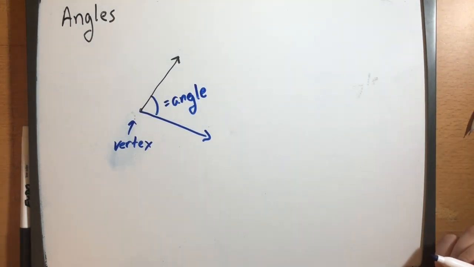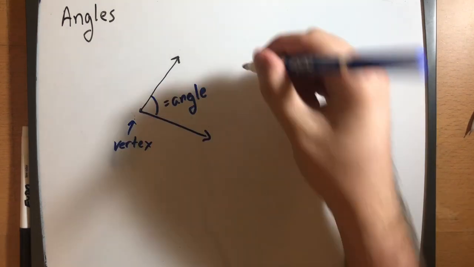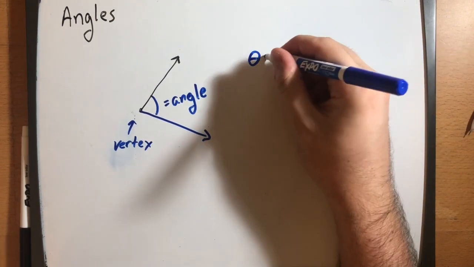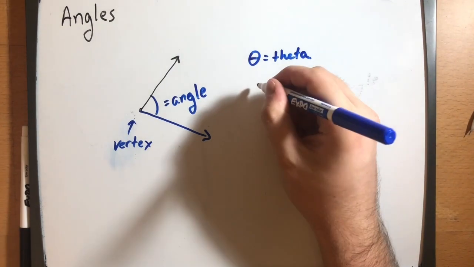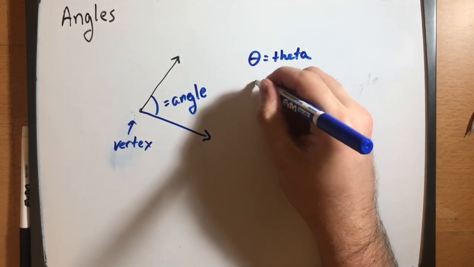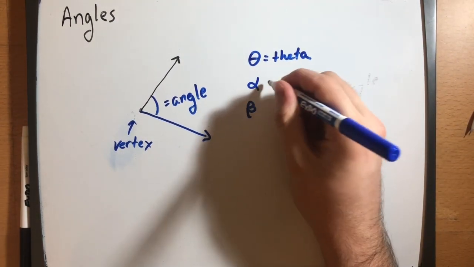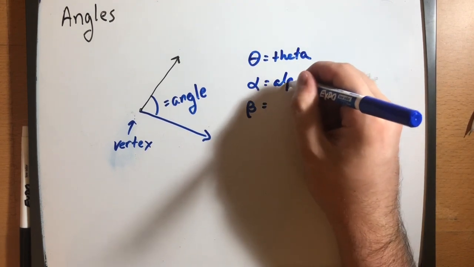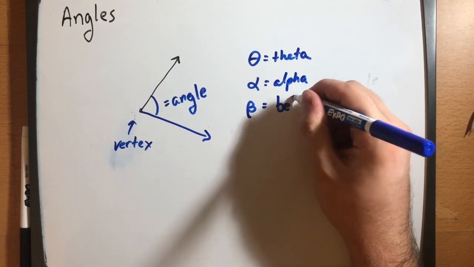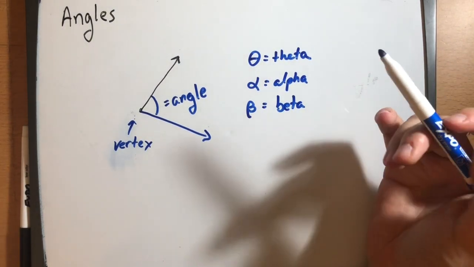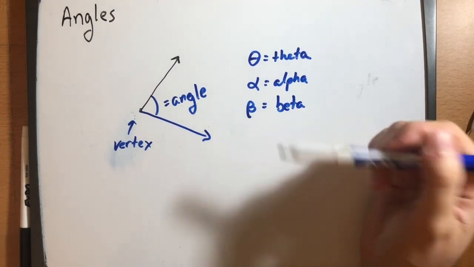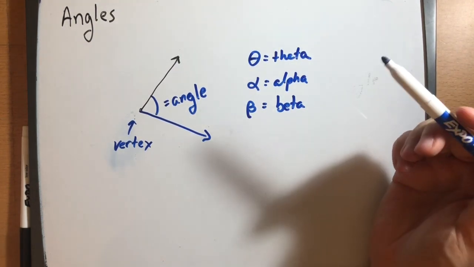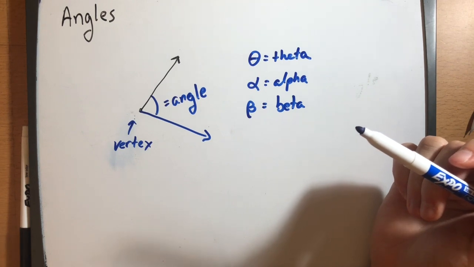Now, normally to represent an angle, we use Greek letters. The most common one that is used is the Greek letter theta. Also commonly used many times are alpha and beta. These two Greek letters are also used many times, because if we're dealing with multiple different angles, we don't want to use the same letter each time. So these give us at least some options of other letters we can use to represent an angle.